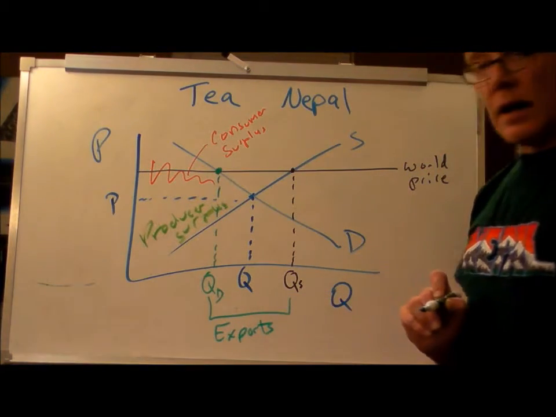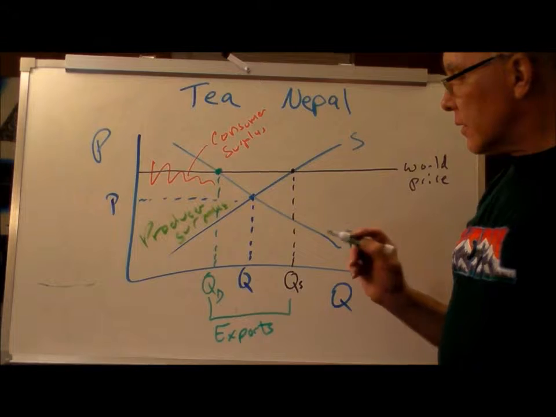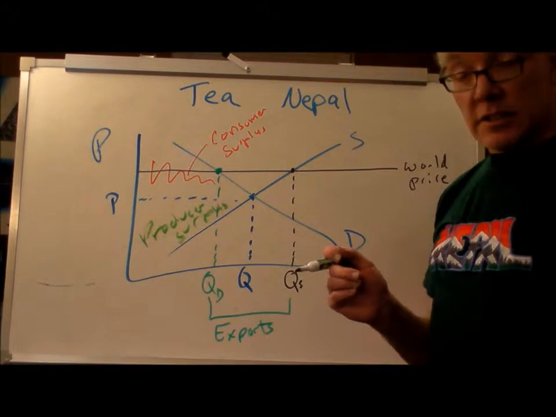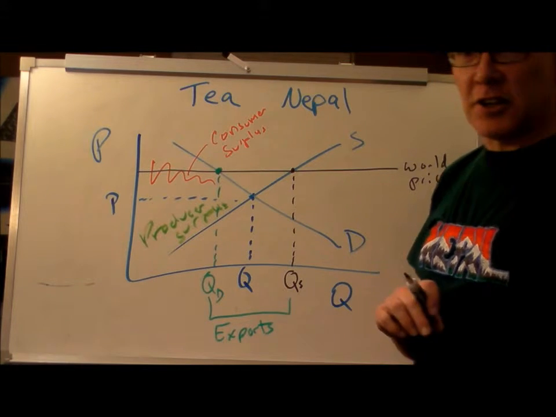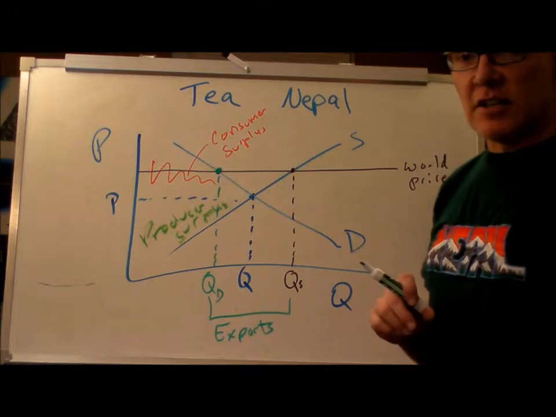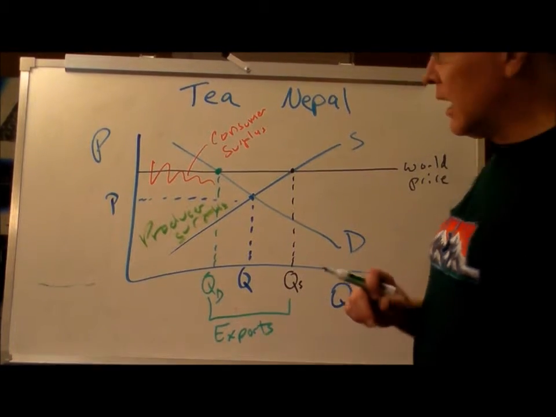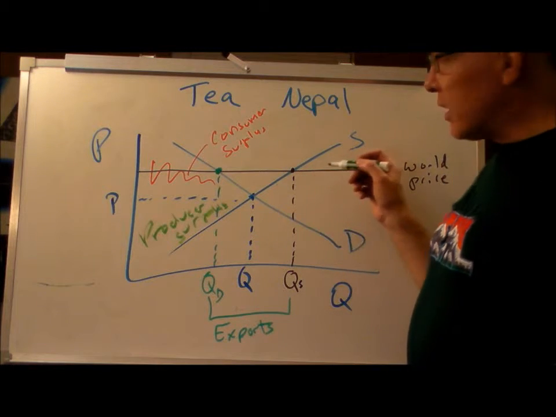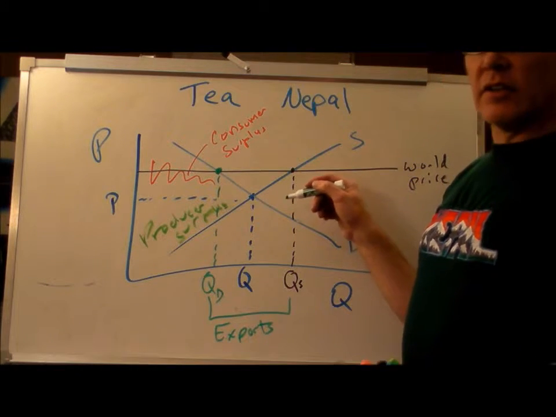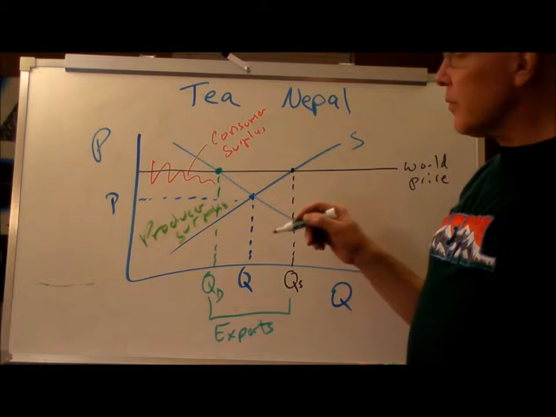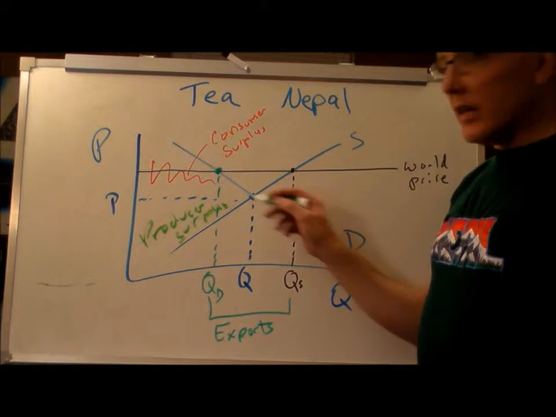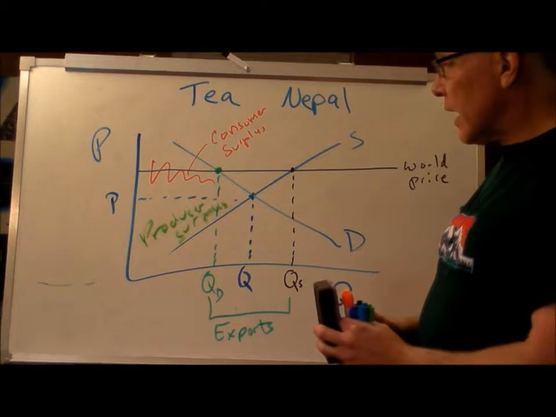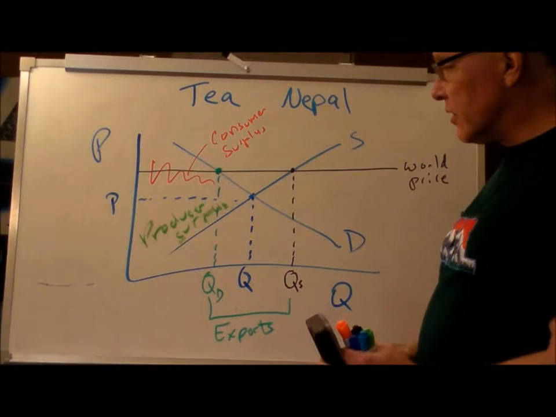And so it does turn out, I looked it up on Wikipedia before I started writing this, that Nepal is an exporter of tea, which tells me that the world price of tea is higher than the domestic price of tea in Nepal. And so Nepal produces more tea than it consumes within its own country, and exports the difference.